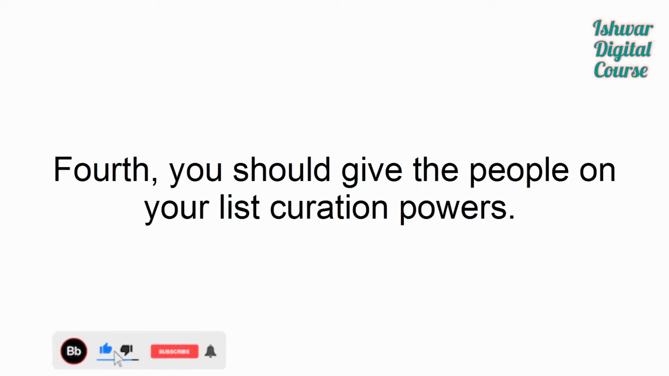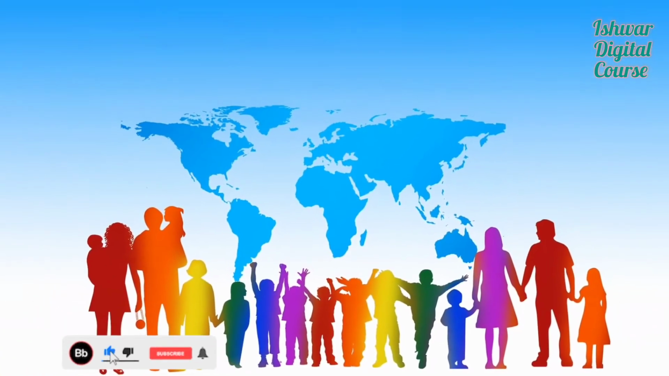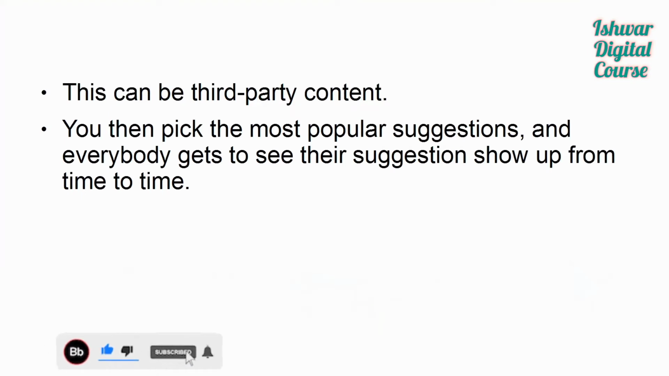Fourth, you should give the people on your list curation powers. This is a form of crowdsourcing. Basically, you're telling people, tell me what kind of content you want me to share in my list. This can be third-party content. You then pick the most popular suggestions, and everybody gets to see their suggestion show up from time to time.